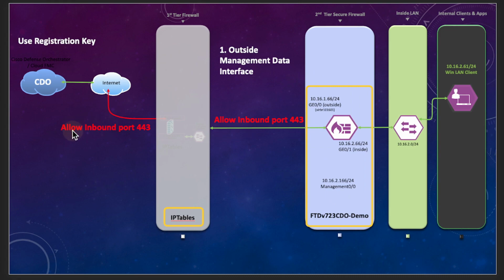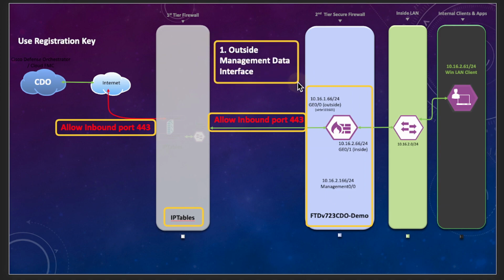So a couple of prerequisites. CDO requires port 443 to be open to manage the FTDv or FDM behind it in your premise. So you need to allow port 443 if you are configuring a two-tier firewall like myself, to reach the firewall in your internal network, which I've already done. We will use the outside management interface. I will configure FDM to allow management from the outside interface for CDO to onboard the firewall onto the cloud management.